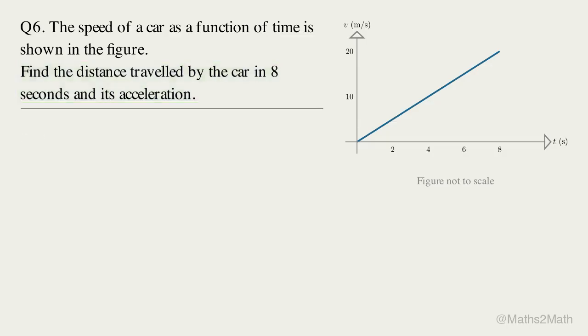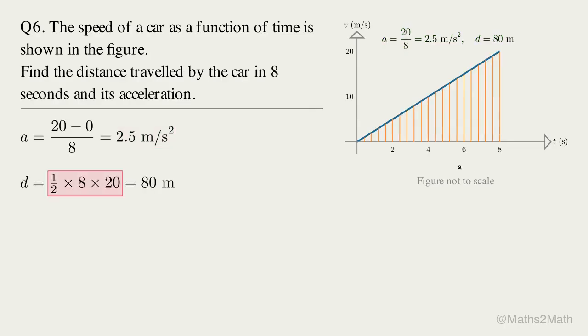the distance. The slope of the line is 20 meters per second gained over 8 seconds, 2.5 meters per second squared. The area under the line is a triangle. Half of 8 seconds times 20 meters per second, which is 80 meters.